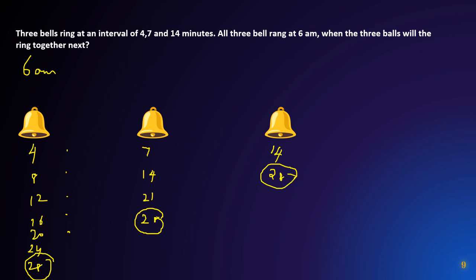Ultimately, we wanted to find out at what time they ring together again. So at the next 28th minute, all three bells ring together. Which means they ring together the next time at 6:28 a.m. That's your question. This is nothing else but just a common application of your HCF and LCM concept. So we are going to find the LCM of 4, 7 and 14, and that gives you 28. It just means that every 28 minutes, all three bells ring together.